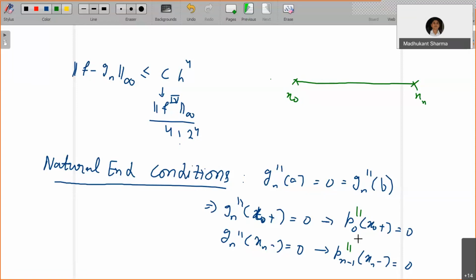Okay, right. So here the interpolation topic is, I think, completed. From the next lecture onwards, we are going to start numerical differentiation and integration. First we will try to use the interpolation technique, and then we will try to go further. Okay, thank you.